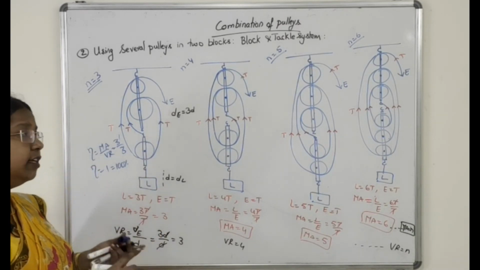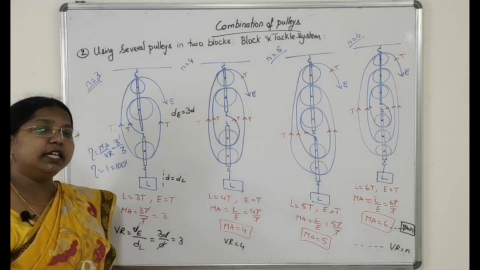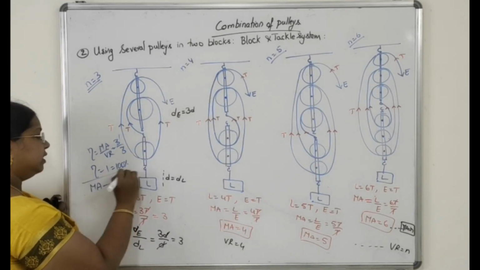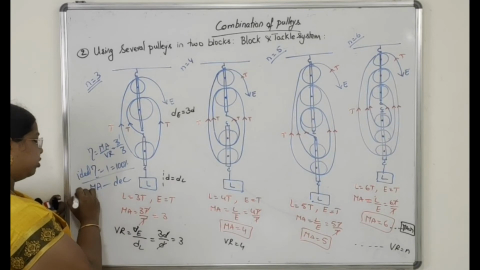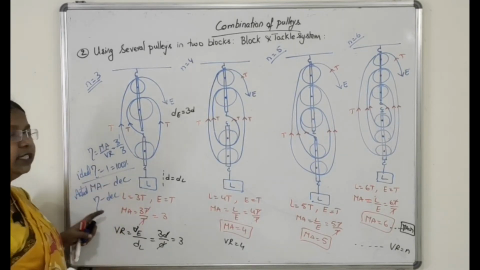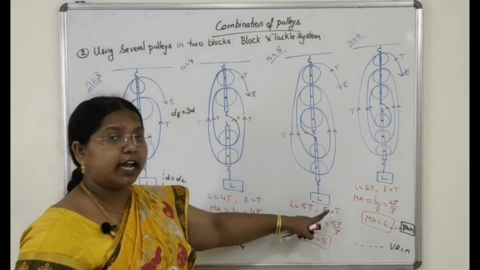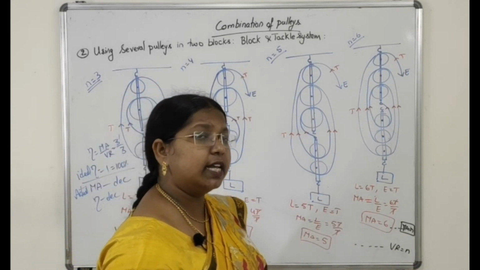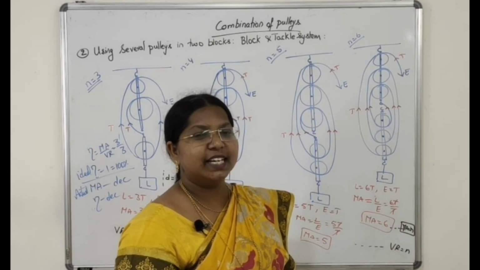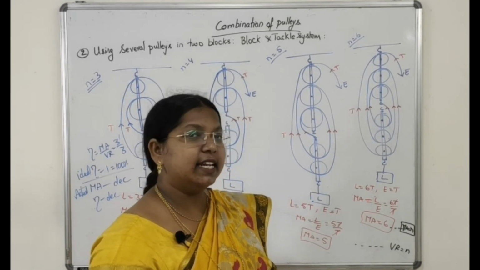But in actual practice, everything will be there. Friction between the ball bearings of the pulleys will be there. Weight of the string, weight of the pulleys, everything will affect. So your MA will decrease. This is the ideal case. But in actual, MA will decrease, so your efficiency will also decrease and it will be less than 100%. In every case, same thing. In the ideal case, it will be 100%, but when we consider the friction, weights of the pulleys, weights of the string, everything, MA will be decreased, so your efficiency will be less than 100%.